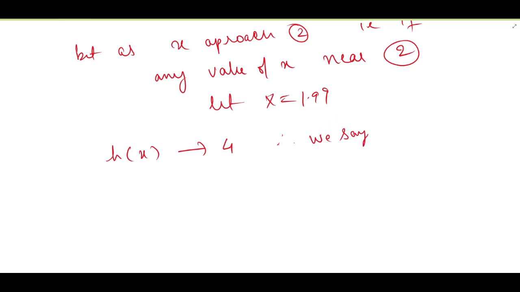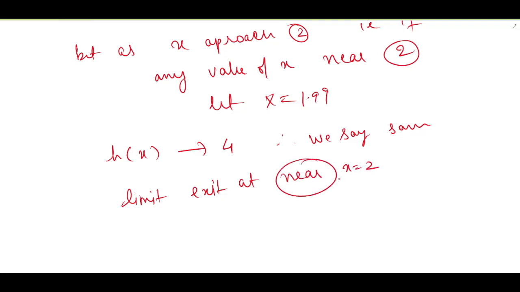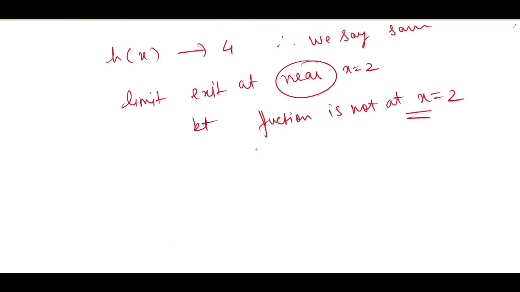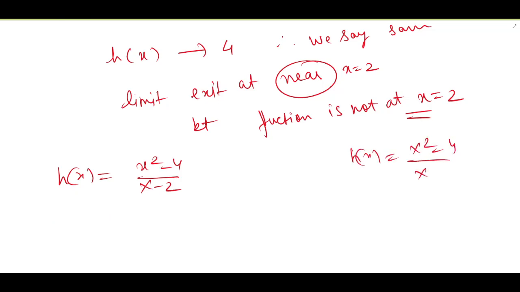We say the limit exists near x equal to 2, but the function is not defined at x equal to 2. That is, h of x is equal to x square minus 4 divided by x minus 2.